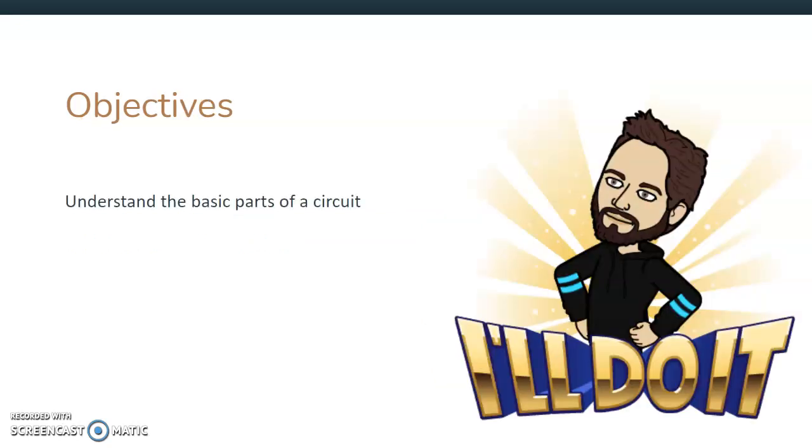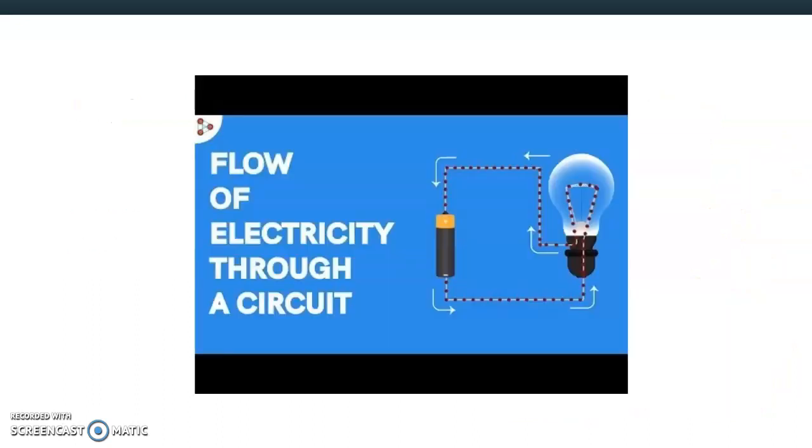All right, but our objectives today are understanding the basic parts of a circuit and then being able to draw some circuit diagrams given some real life situations.